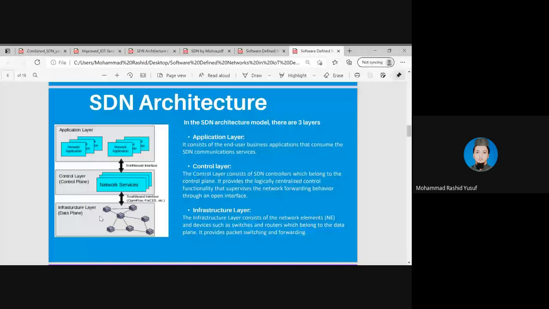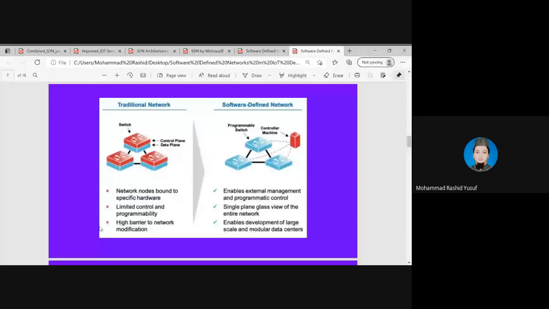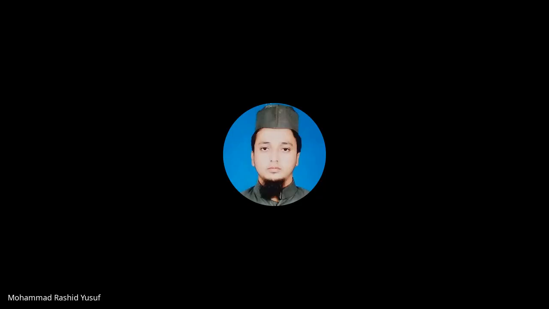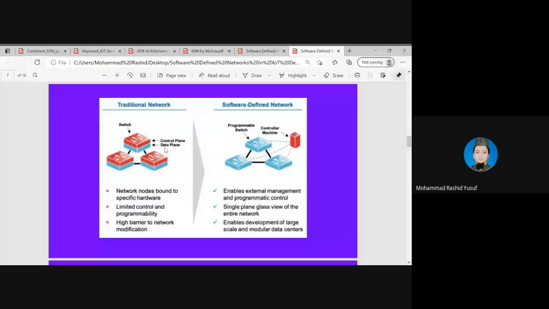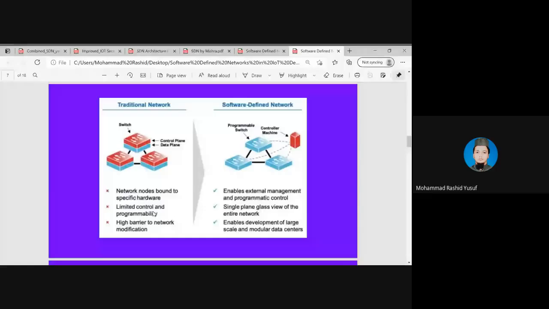There are some differences to demonstrate between the traditional network and the software defined network. In the traditional network, there are switches with a control plane and data planes in them, network nodes bound to specific hardware. Every device or every router is bound to specific hardware. There is limited control and programmability. There is a limitation of programming and control.